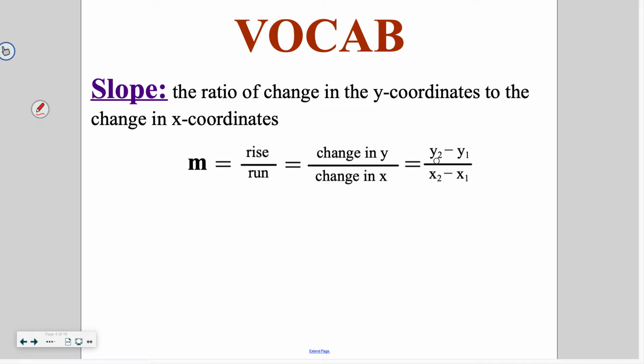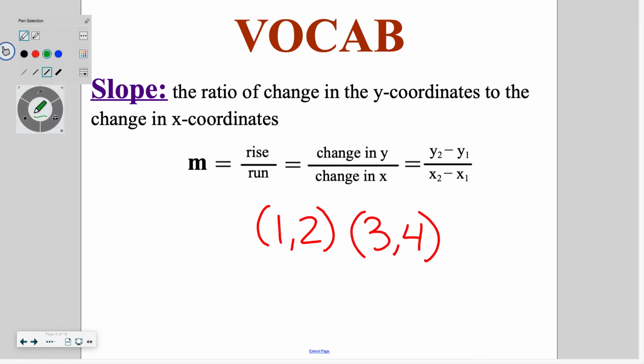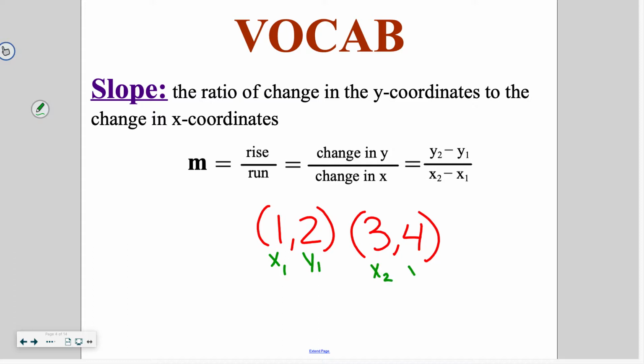Those little numbers at the bottom just tell us which point we are using. So for example, if I have (1, 2) and (3, 4), the first x coordinate in the problem is 1, so I would label this as x1 because it's the first x value. 2 is the first y value. Of the first xy pair, 1 is x, 2 is y. In the second xy pair, 3 is x, and 4 is y. So we use those little subscripts to differentiate between which number is part of which ordered pair.